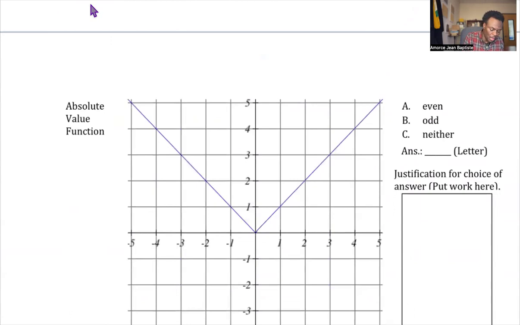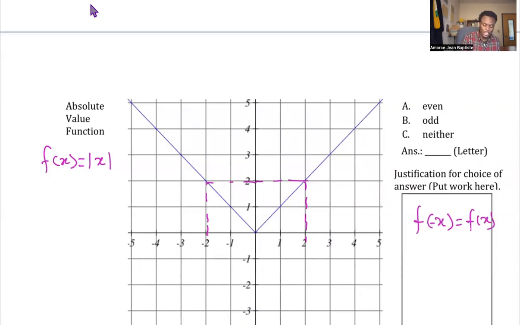This is the absolute value function. f of x would be equal to the absolute value of x. And if you already see the shape, symmetry with respect to the y. And then if you take a value here, f of 2 equals 2, and f of -2 would be the same too. So f of -x equals f of x for any x value. So we say that this function is even.